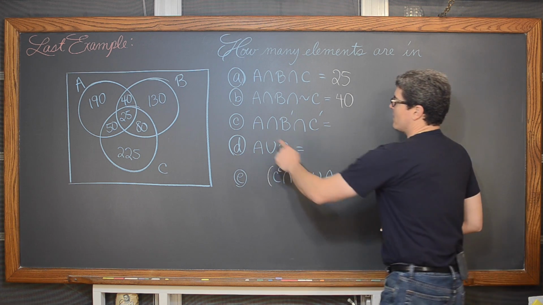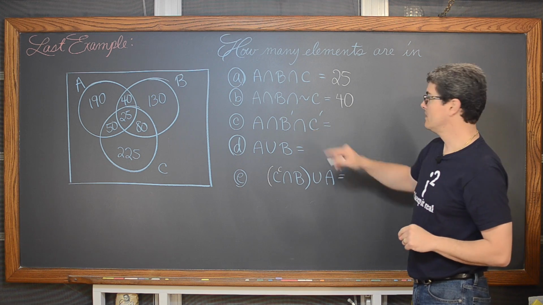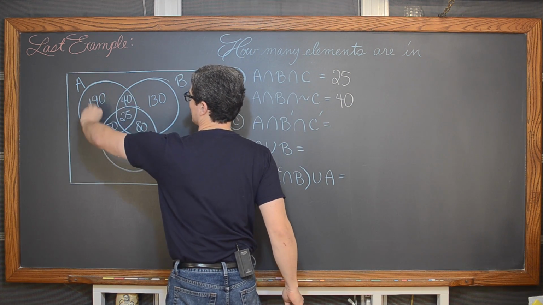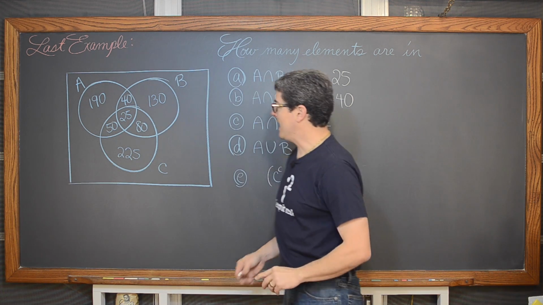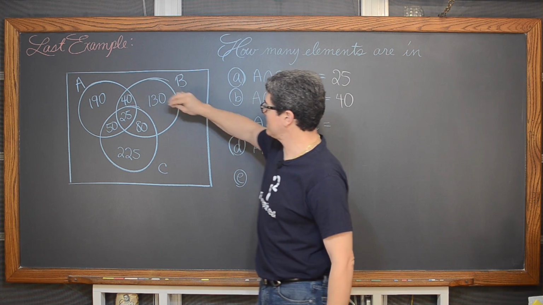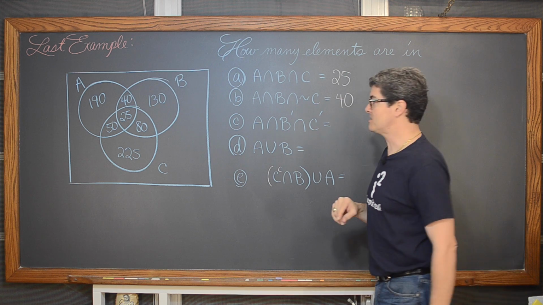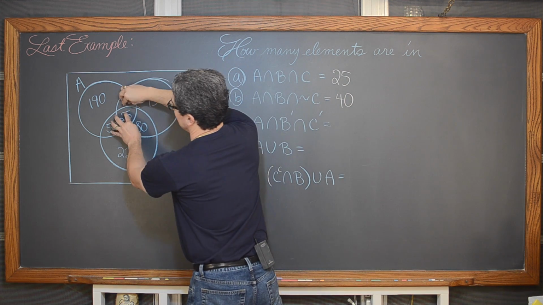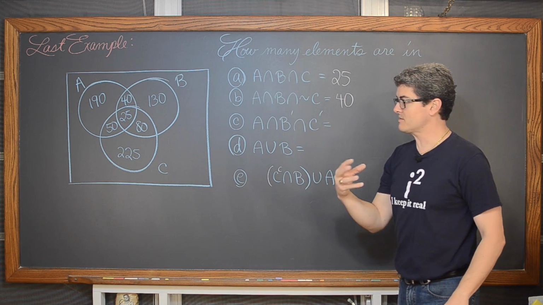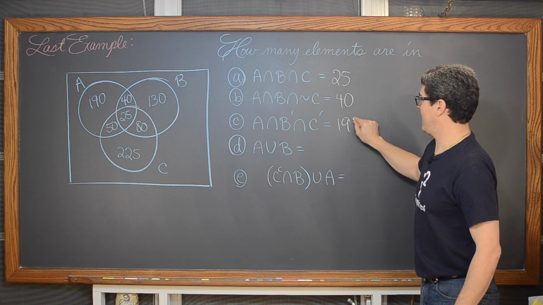How many elements are in A and not B and not C? So here are all of my values representing the number of elements that are in set A, and I don't want them in B, so I don't want to include that 40, and I don't want them in C, that notation for complement again. And so in my Venn diagram, the only part that's left, the part that is A and not B and not C, is the 190.